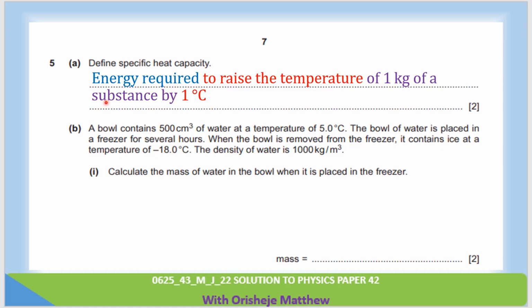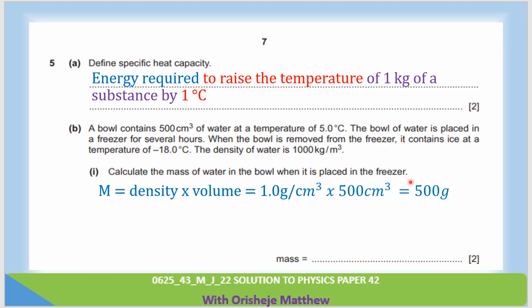Now, question B. A bowl contains 500 cm cube of water at the temperature of 5 degrees Celsius. The bowl of water is placed in a freezer for several hours. When the bowl is removed from the freezer, it contains ice at a temperature of negative 18 degrees Celsius. The density of water is 1 gram per cm cube. Calculate the mass of water in the bowl when it is placed in the freezer.